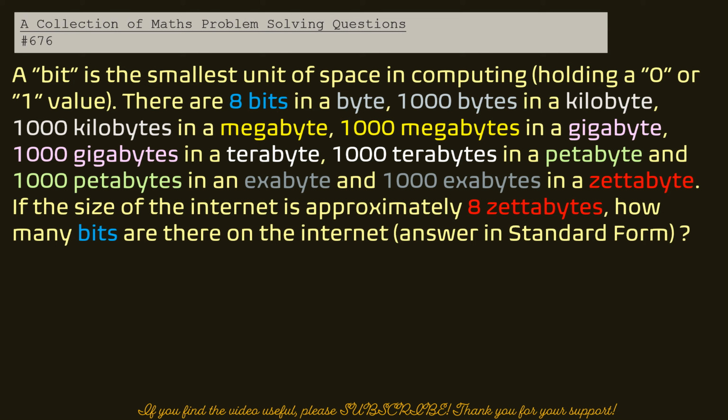A bit is the smallest unit of space in computing, holding a 0 or 1 value. There are 8 bits in a byte, 1000 bytes in a kilobyte, 1000 kilobytes in a megabyte, 1000 megabytes in a gigabyte, 1000 gigabytes in a terabyte, 1000 terabytes in a petabyte, 1000 petabytes in an exabyte, and 1000 exabytes in a zettabyte. If the size of the internet is approximately 8 zettabytes, how many bits are there on the internet? Answer in standard form.